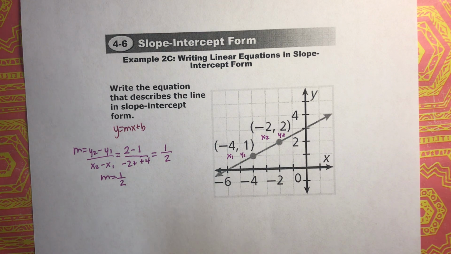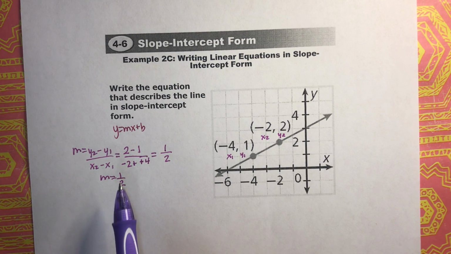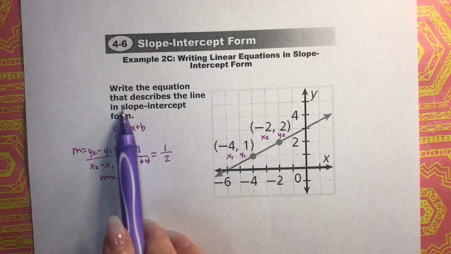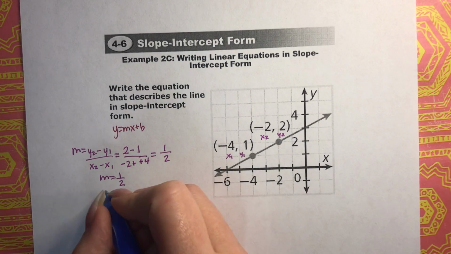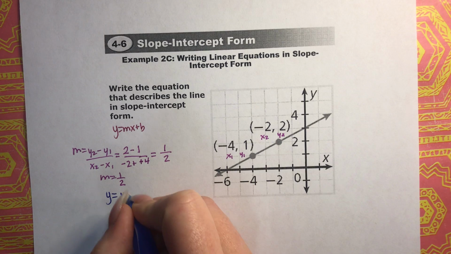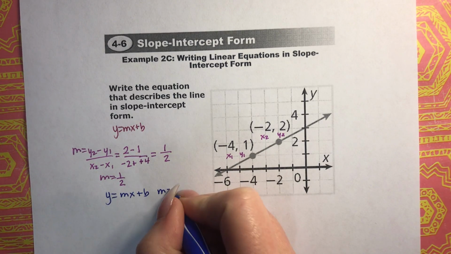Okay, great. Now we have our slope, right? But we don't have our y-intercept. We need 2 things. We need our slope and our y-intercept. But we can use our algebra skills to figure out the y-intercept. And let me show you how we do that. So I'm going to go ahead and write down slope-intercept form. Okay, my slope is going to equal 1/2.